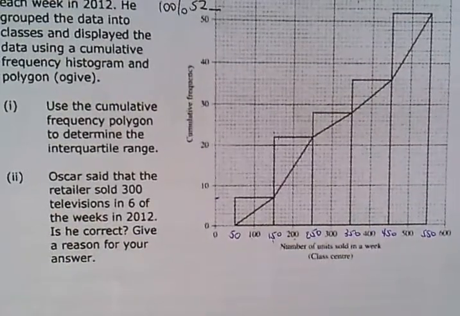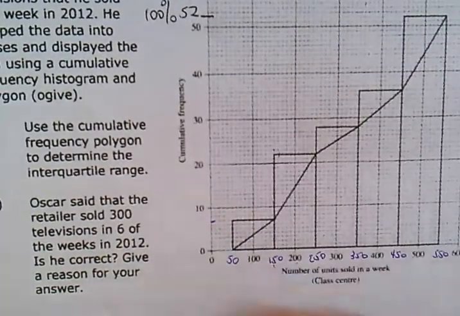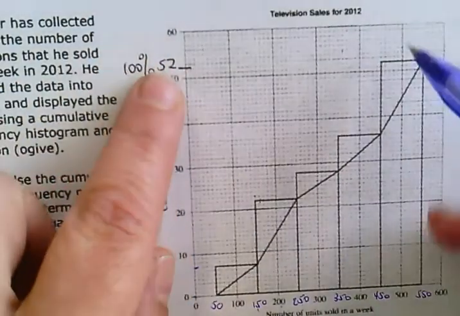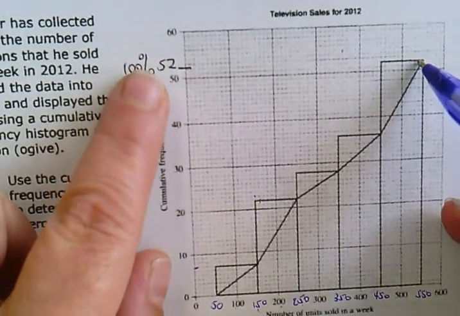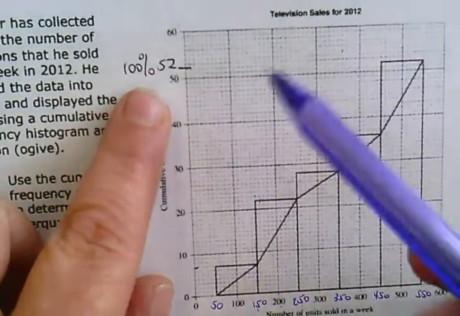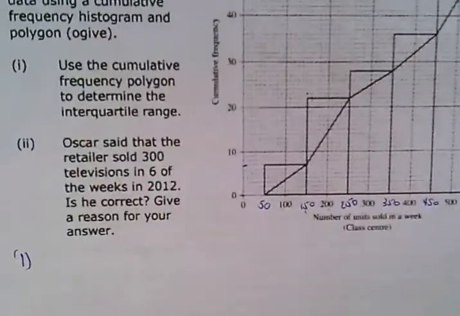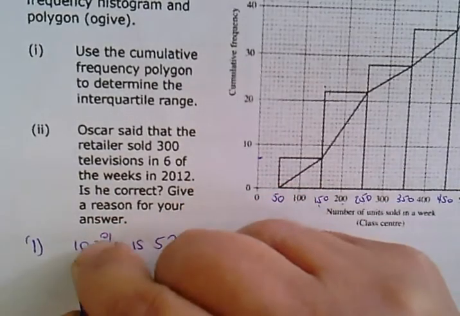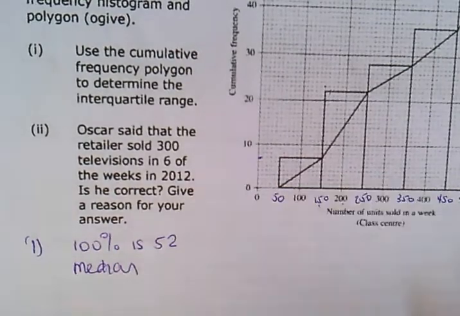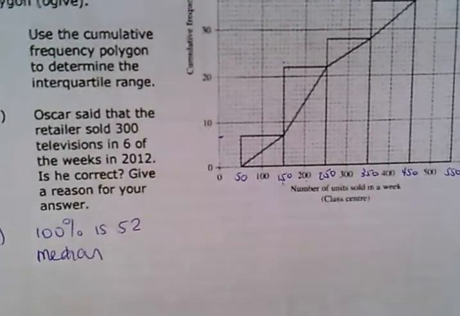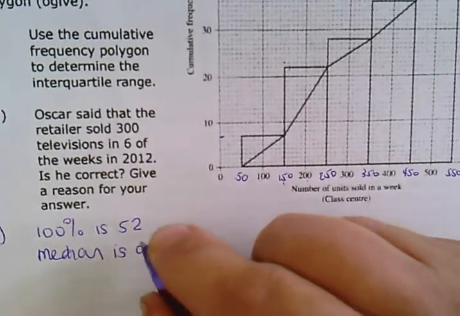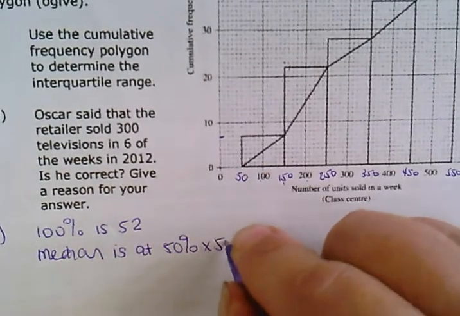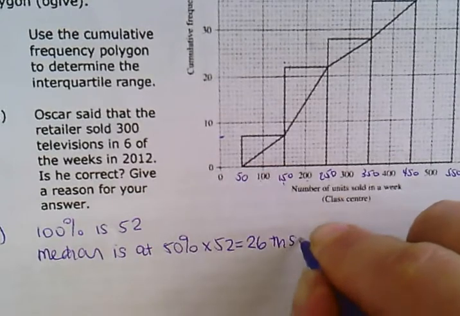Okay? So it says use the cumulative frequency polygon to determine the interquartile range. Now 100% of my data is at 52. 52 is the top of the column, the top of the cumulative frequency histogram, not 60. So 52 is my 100% mark. If I want my median, for example, I know we're just doing interquartile range, but it's good to revise median. The median is at 50% of 52, which is at the 26th score.